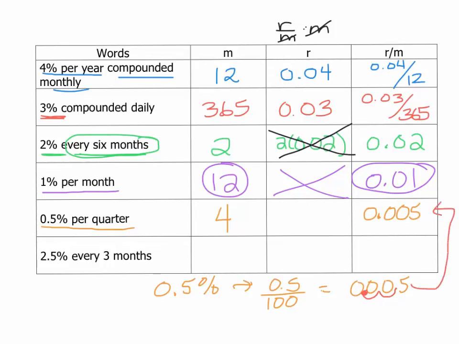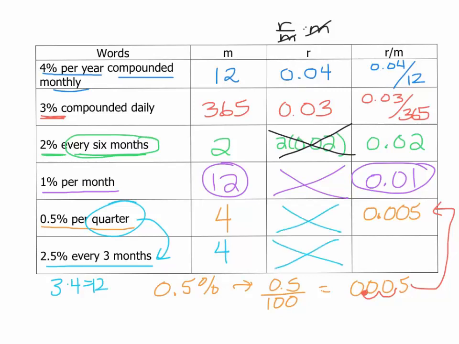Last example, we have 2.5% every 3 months. If we think about how many periods of 3 months we have in 1 year, there are 4 of them, because 3 times 4 gives me 12. So this is just another way of saying compounded quarterly, since per quarter is the same as every 3 months. Again, I'm given my rate per compounding period, so I don't need to actually calculate what my R is because I'm going to use my R divided by M in my formula. So my R divided by M is going to be 0.025.